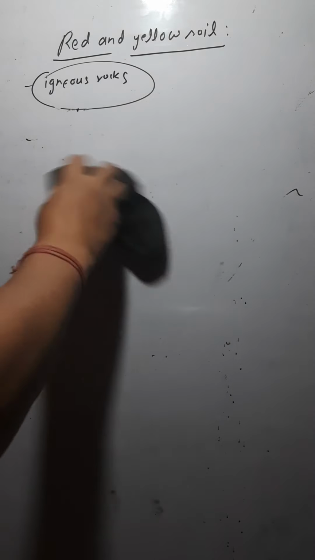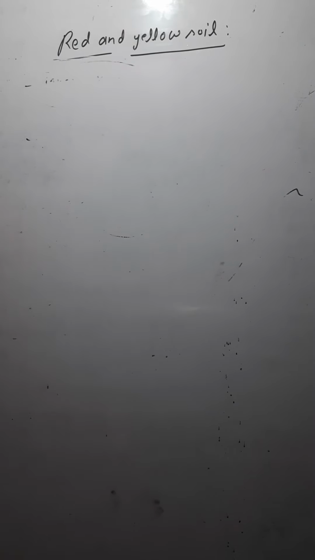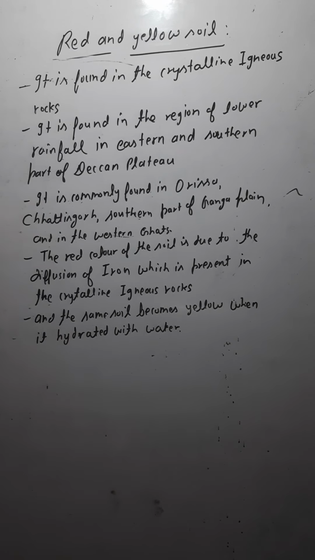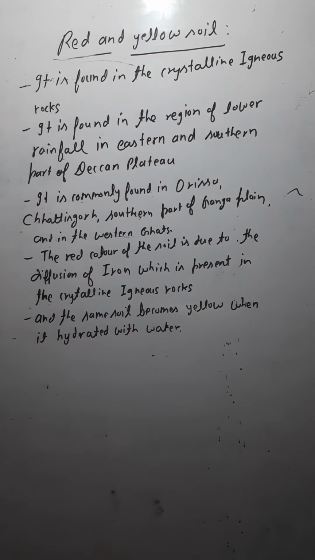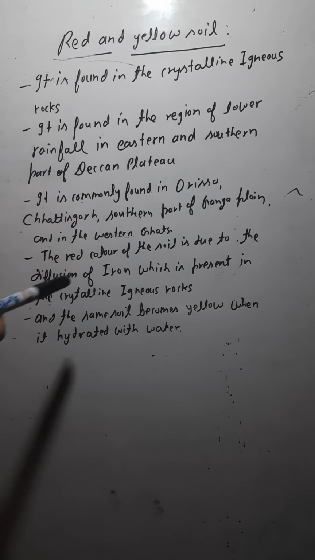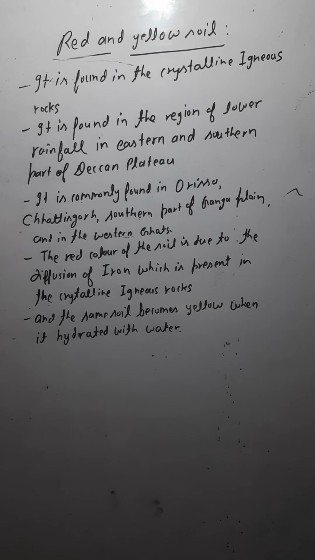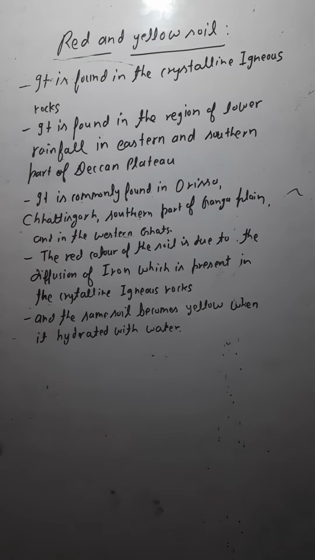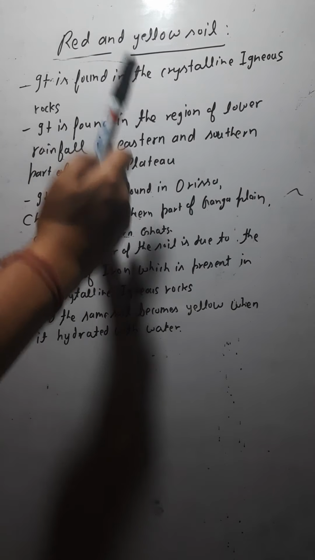Let me write all of this here that I have told you. This is what you have to write in your notebook. It is found in the crystalline igneous rocks. It is found in the region of lower rainfall in the eastern and southern part of the Deccan Plateau that we have already discussed. It is commonly found in Odisha, Chhattisgarh, the southern part of the Ganga plains also, and in the Western Ghats.